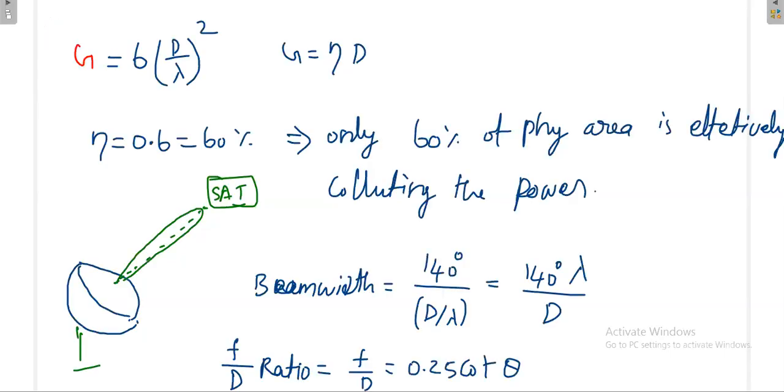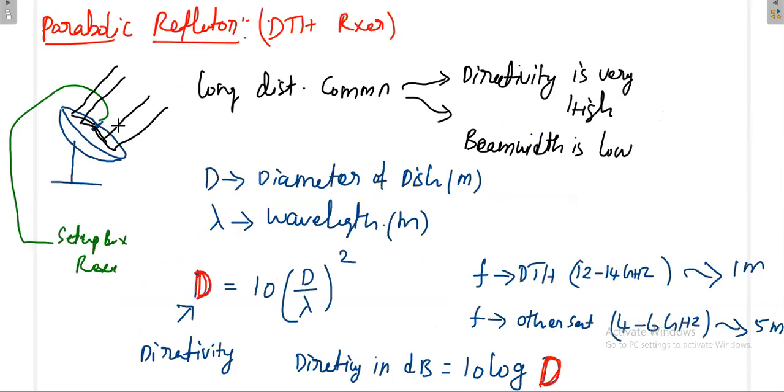The first one is front feed. Feed means where you are placing this signal collector. Whether for signal collection or for transmission, whenever you are transmitting, this will give the radiation to the disk, which will again reflect to the space. That's the idea. For transmission or reception, both are the same.